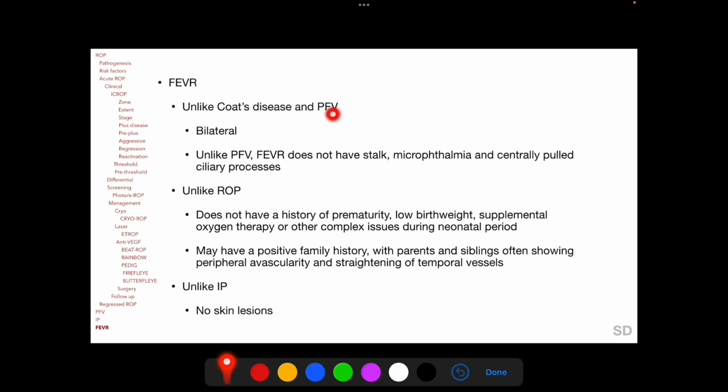Unlike Coats disease and PFV, FEVR is bilateral, and unlike PFV, FEVR does not have a stalk, microphthalmia, or centrally pulled ciliary processes. Unlike ROP, patients with FEVR do not have a history of prematurity, low birth weight, supplemental oxygen therapy, or other complex issues during the neonatal period. And unlike ROP, patients with FEVR may have a positive family history, with parents and siblings often showing peripheral retinal avascularity and straightening of temporal retinal blood vessels. And unlike patients with IP, patients with FEVR do not show skin lesions.